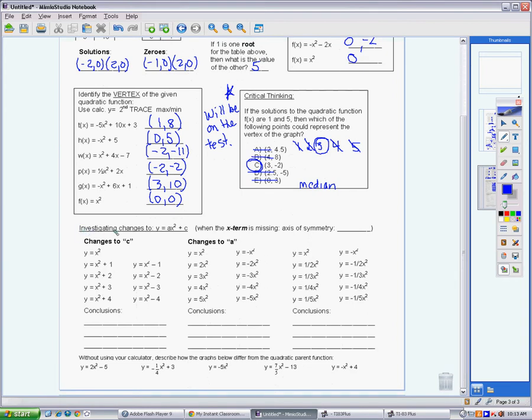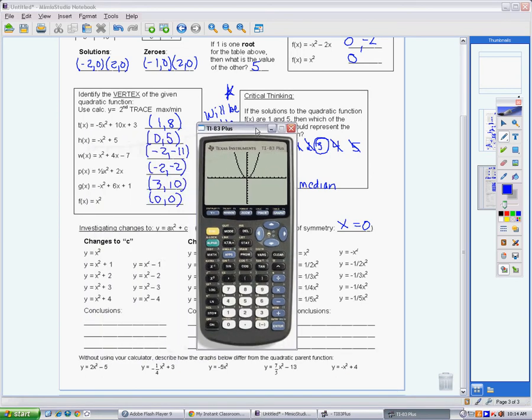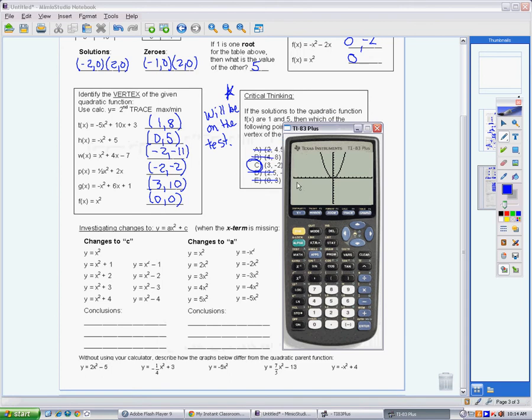Okay? Investigating changes to y equals ax squared plus c. We did something similar with our linear parent function as well, where we changed the slope, which this is not the slope, this is the a squared, and then the c, which was equivalent to our y-intercept. When the x term is missing, so you can see we're missing bx in the middle, that means our axis of symmetry is always going to be x equal to 0. So we want to observe what changes occur when we make changes to c.